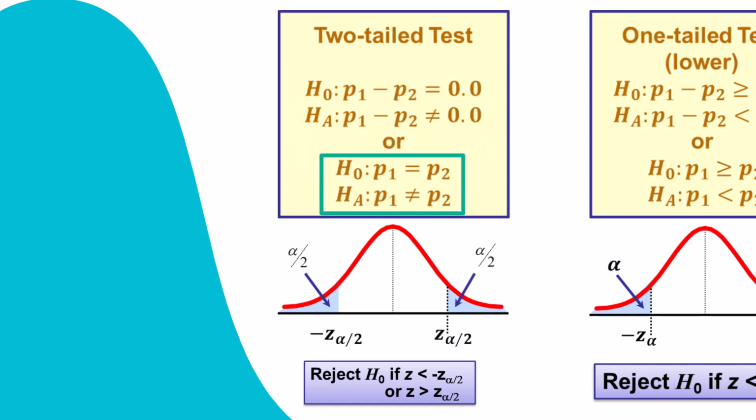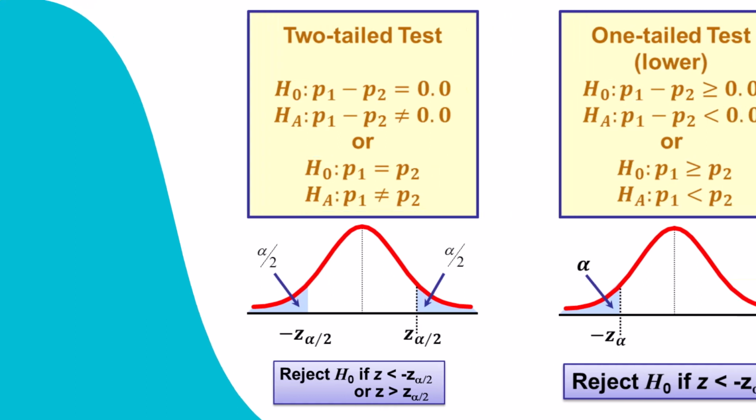In the second version, this is just written to say that the population proportion 1 is equal to the population proportion 2 or is not equal to each other. Two-tailed tests will always have the two rejection regions on both sides of the curve.